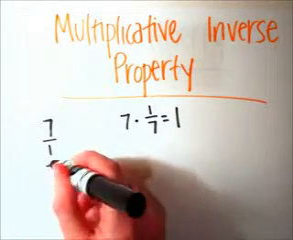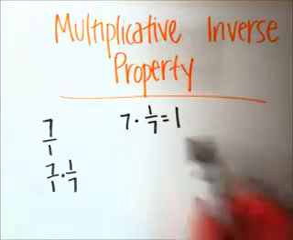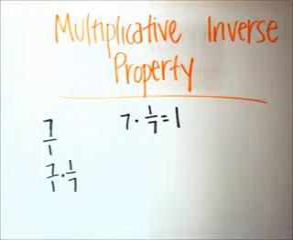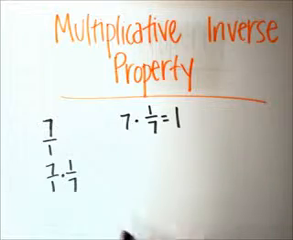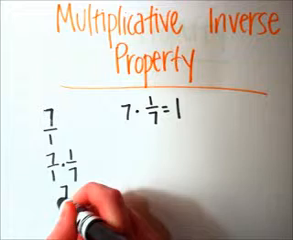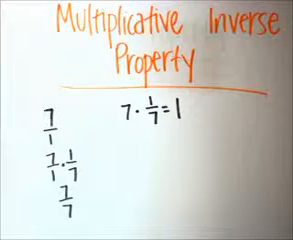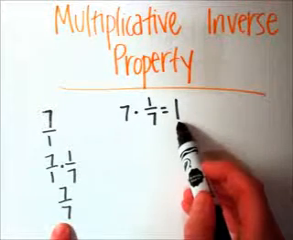When I multiply 7 over 1 by 1/7, how do I know that I get 1? Remember your rules for how to multiply with fractions? The simplest way, you're just multiplying straight across. 7 times 1 is 7. 1 times 7 is 7. So 7 times 1/7 is 7/7, or 1 whole.